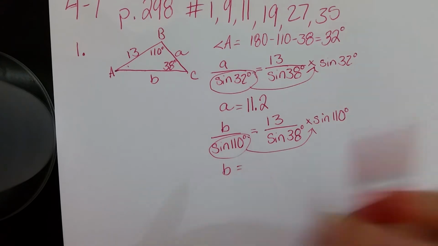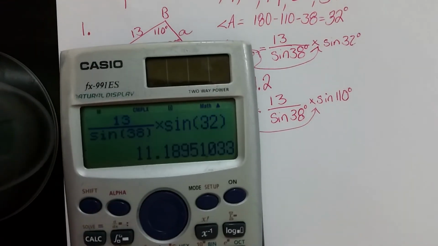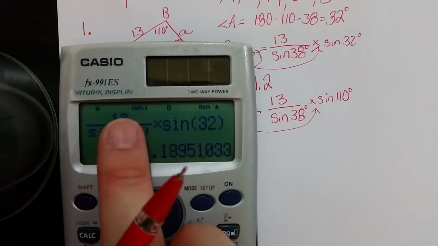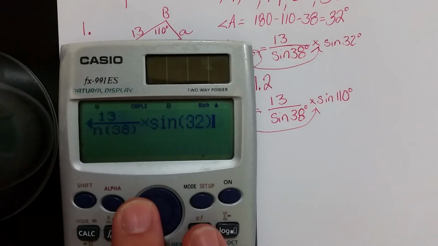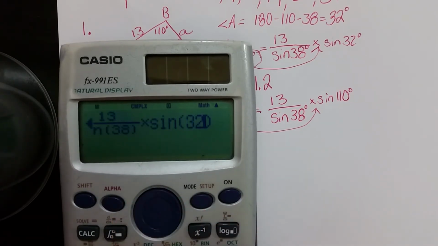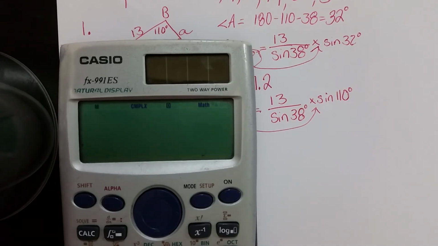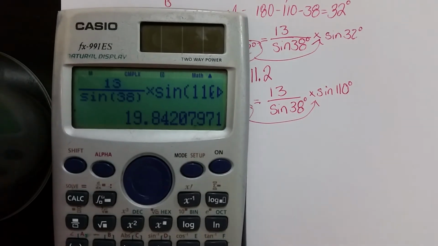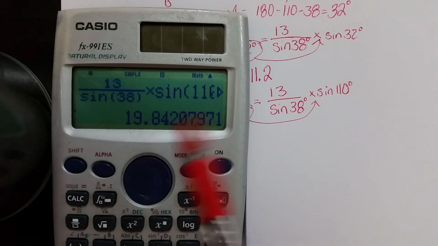So B equals, and again I'm setting it up as a fraction. I'm actually just going to use what I already had in my calculator. I'm just going to change this one to be 110. And I'm rounding to the nearest tenth, so it'll be 19.8.